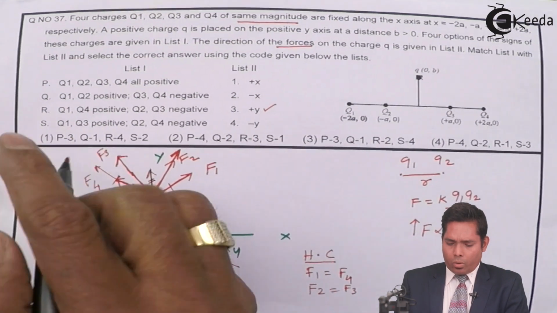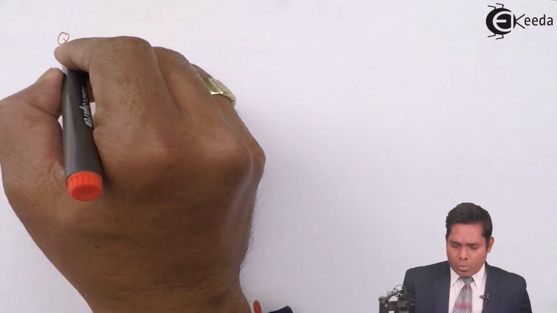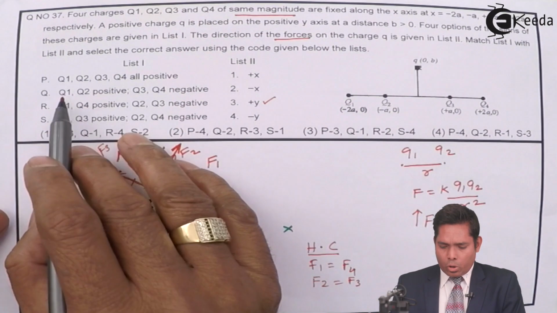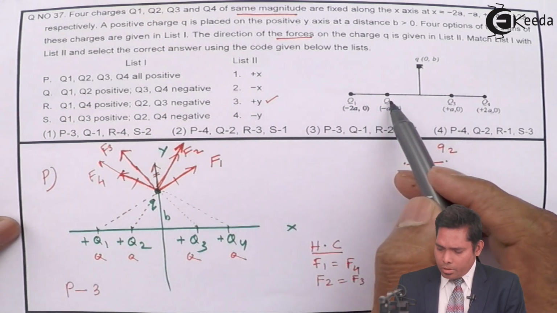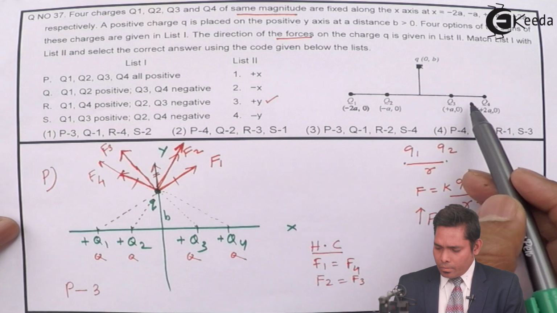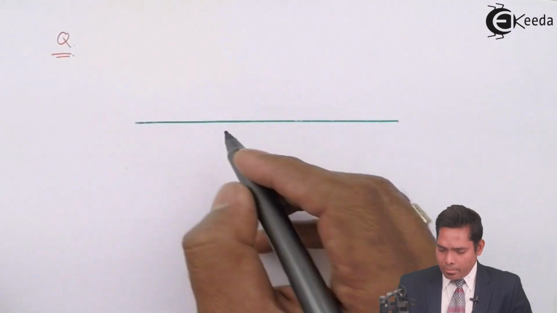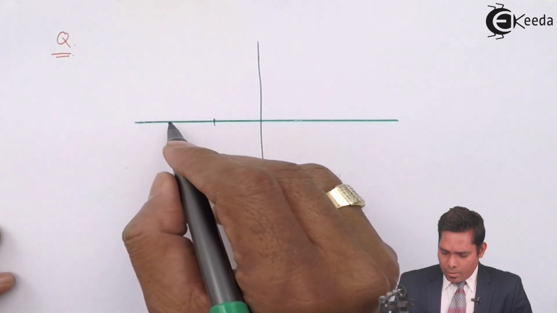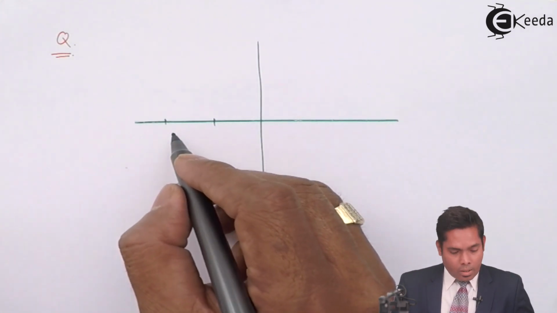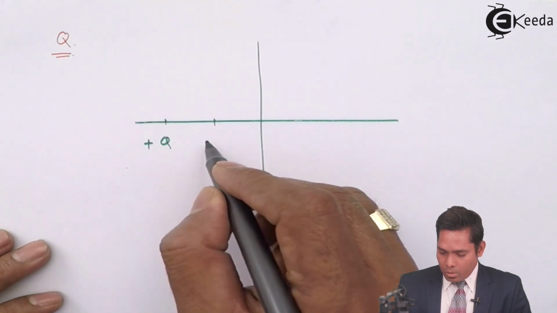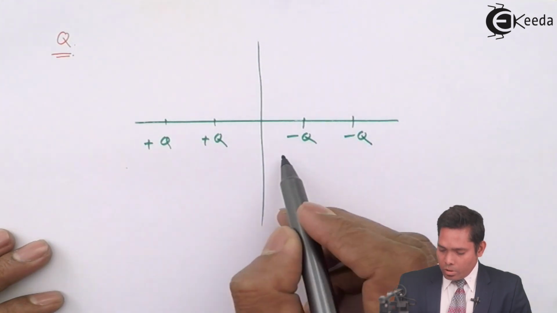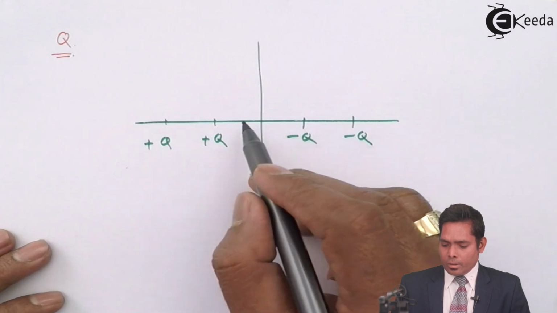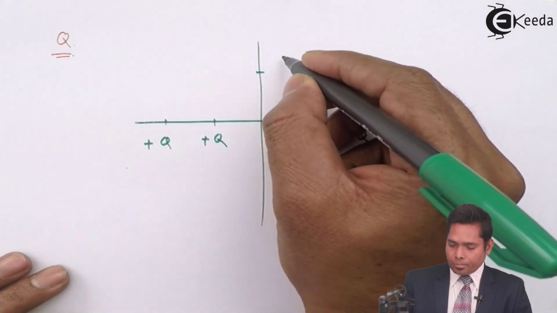Now I'll go to Q. So let us solve for the Q option. Q1 and Q2 are positive and these two are negative. So again I have to draw the diagram. This is my y-axis. Q1 and Q2 are positive, so this is plus Q, and this is minus Q. This distance is a and 2a, and the point Q is over here.